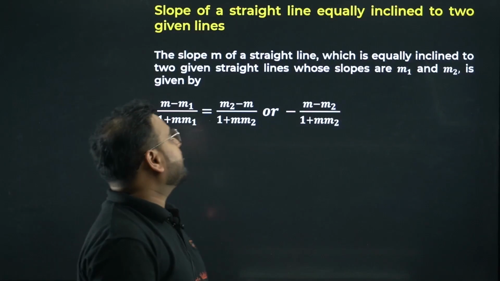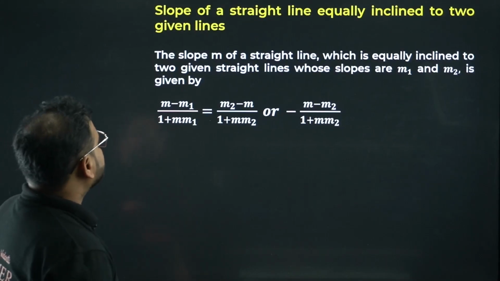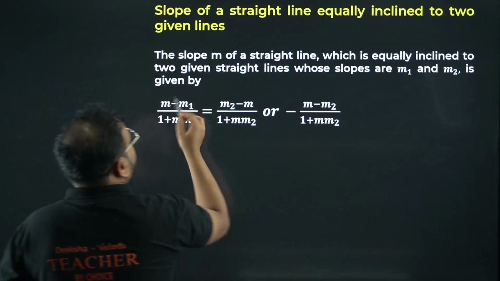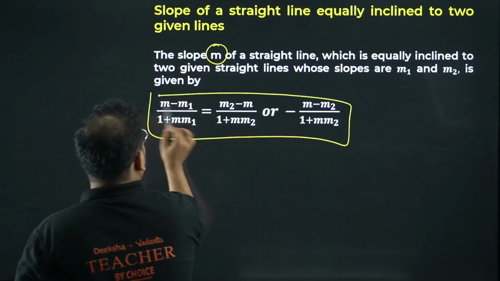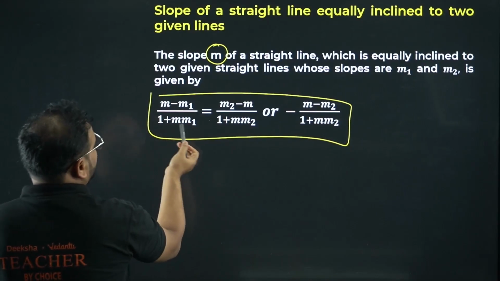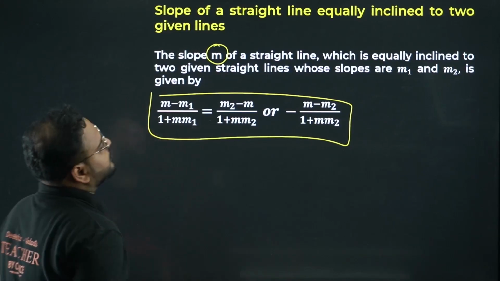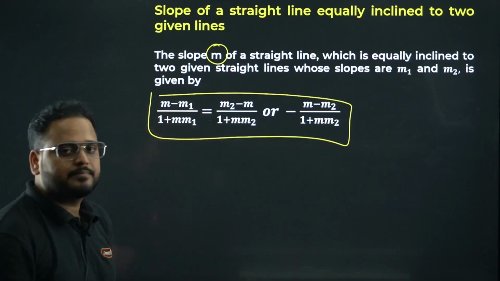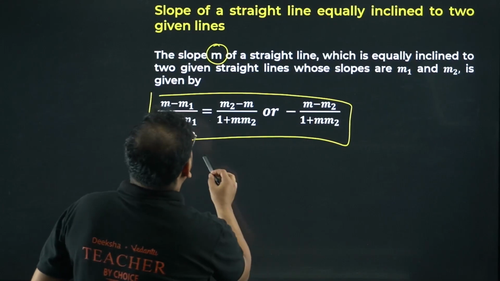Moving on, slope of a straight line equally inclined to two given lines. The slope M of a straight line which is equally inclined is given by this result: M minus M1 upon 1 plus M M1, where M1 is the first line's slope, equals M2 minus M upon 1 plus M M2, or simply minus of M minus M2 upon 1 plus M M2. Got it? Great.